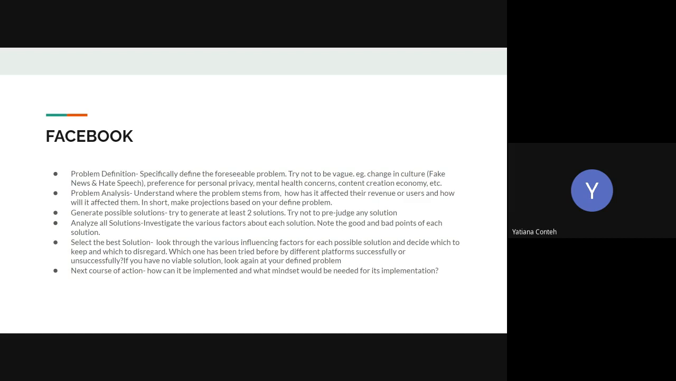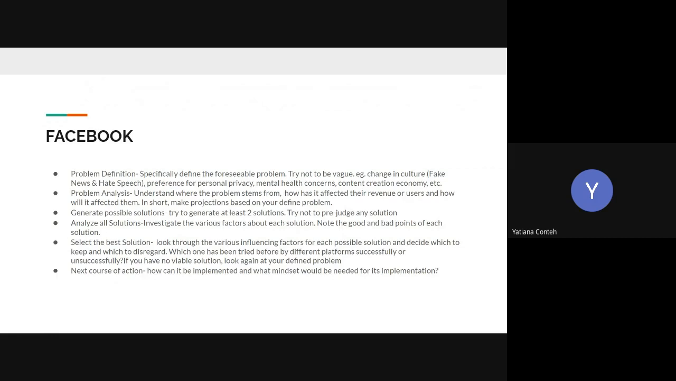So if you're talking about the change in culture, don't just say the change in culture. Are you talking about fake news, hate speech? Are you talking about their revenue platforms? Are you talking about their security breaches? Whatever you think is going to be a problem for Facebook, please be as specific as possible when you're defining the problem. Okay. After that, you analyze the problem.